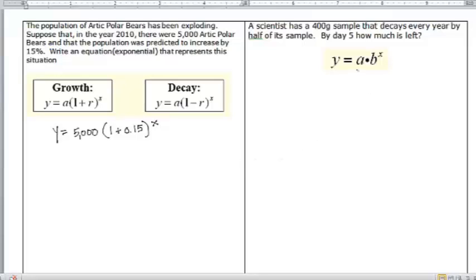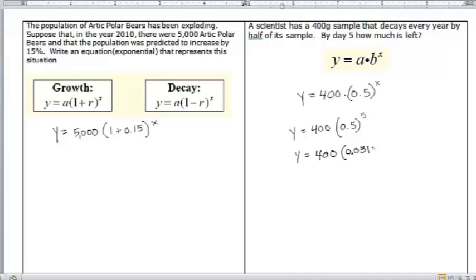For here, A represents the original amount, which is 400, times B, which is the amount of growth or decay. It says that it would be cut in half every year, so we represent half as 0.5, and we put the exponent as x. Now, in this particular example, they do give us a time, and x represents the amount of time. So instead of putting x, we're going to replace that with 5.